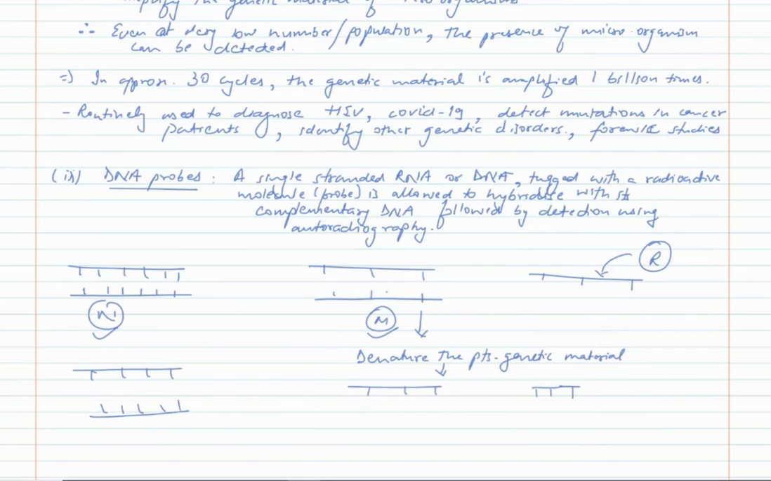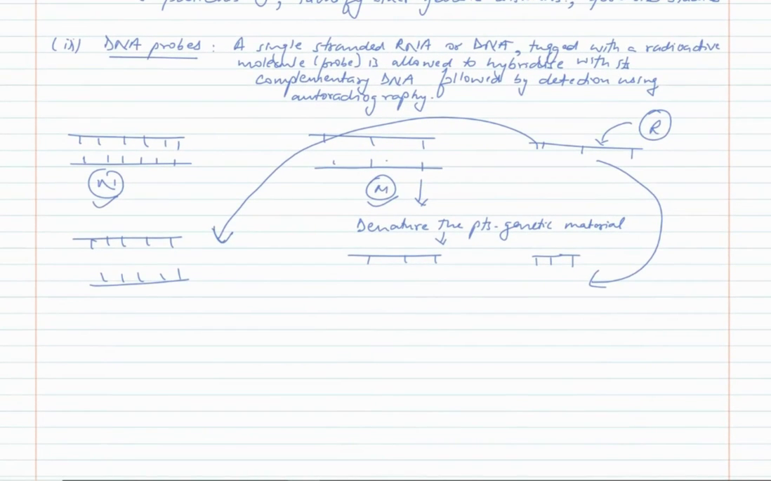Now we will introduce this probe to the machine or to the instrument where we are performing this diagnosis. Now this probe will hybridize with its complementary DNA. If complementary DNA is present, it will hybridize. Here it will not be able to hybridize because complementary DNA to the probe is not available.